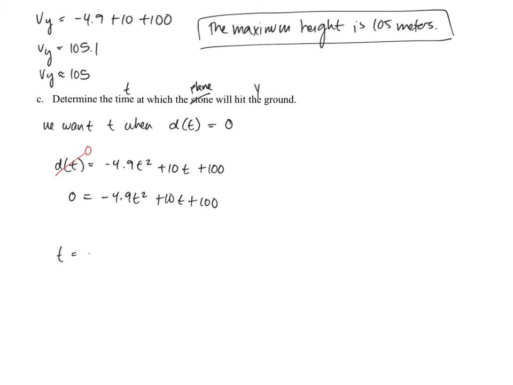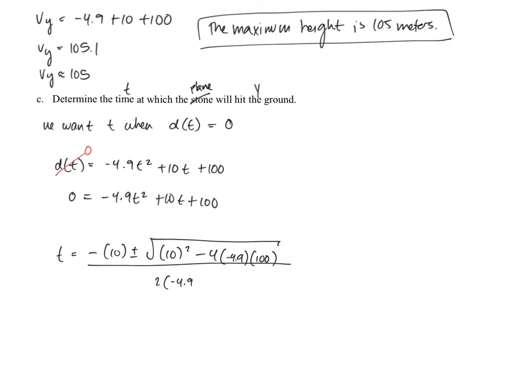So t is going to equal the opposite of b, which is 10, plus or minus the square root of b squared minus 4 times a times c, all over 2 times a. And let's see, so t is going to equal negative 10 plus or minus the square root of 100 plus 1960 divided by negative 9.8.